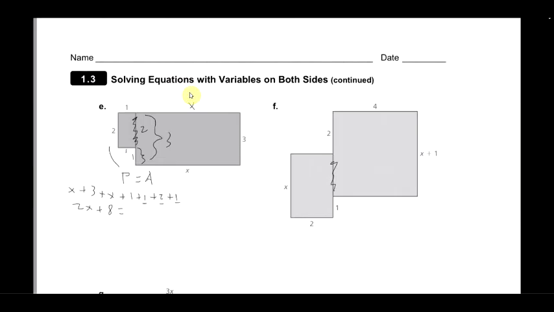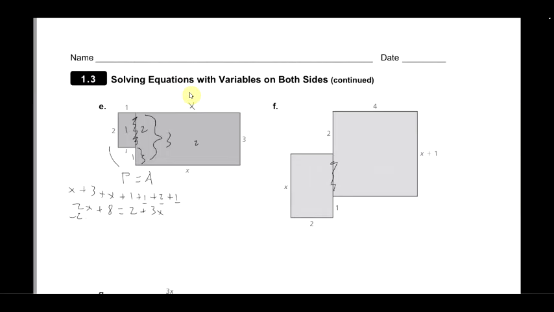So we have in rectangle 1, 1 times 2, which is 2. And then we have in rectangle 2, x times 3, or plus 3x. Now it's as easy as getting our variables to the side which has more.